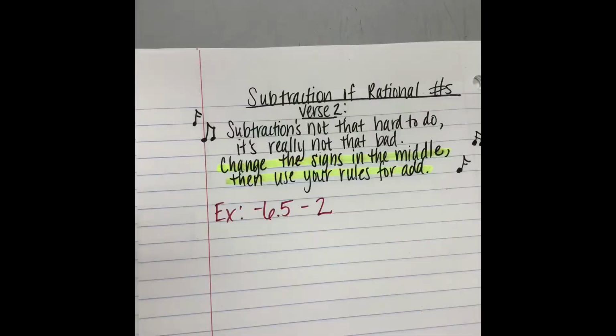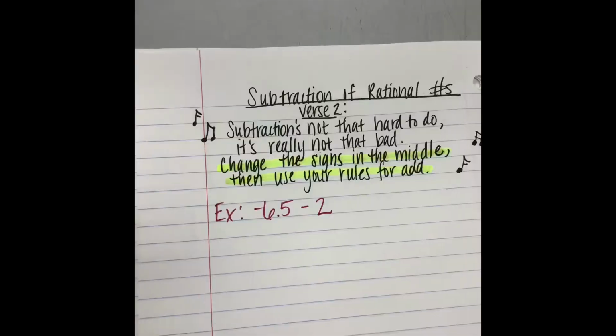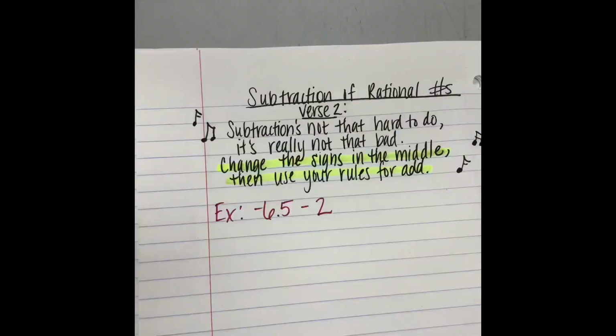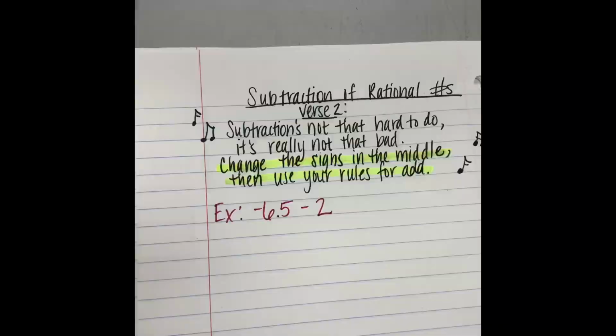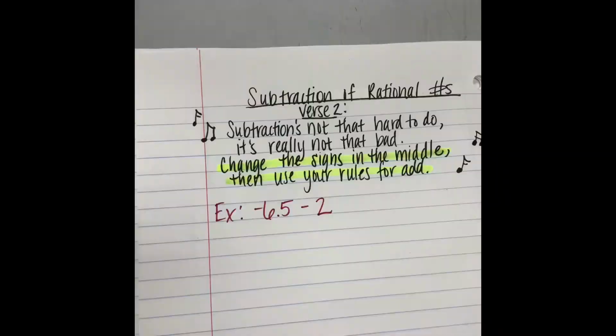So what do we mean by change the signs? Well, to change the signs in the middle, we just need to change our example to this. Negative 6.5. We're going to change that minus to a plus. And then we're going to change the other sign to a negative, because we're changing this sign. Change the signs in the middle. Keep, change, change. That's another thing that a lot of math teachers like to say: you keep the sign of this, you change the sign in the middle, you change the sign of this. So keep, change, change. Now we have negative 6.5 plus negative 2.